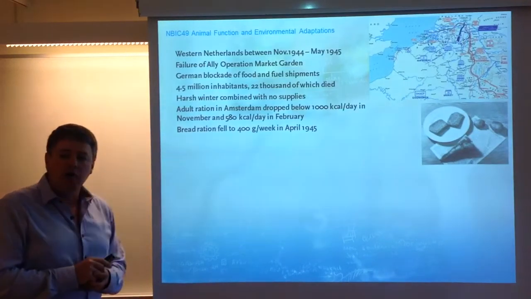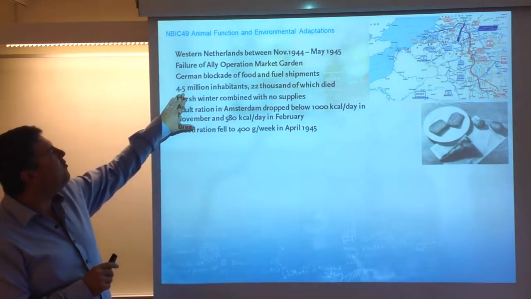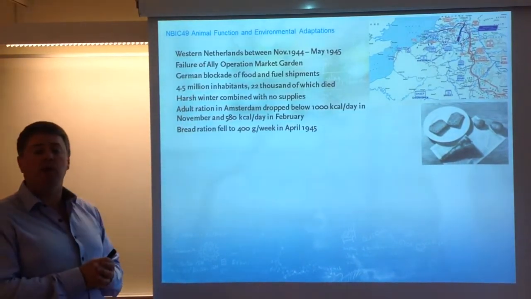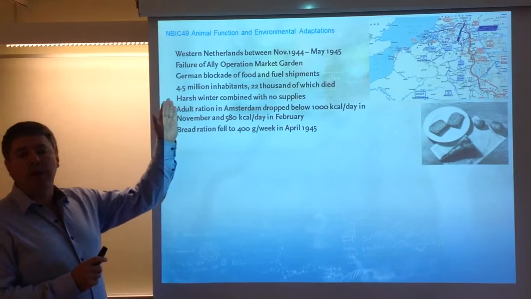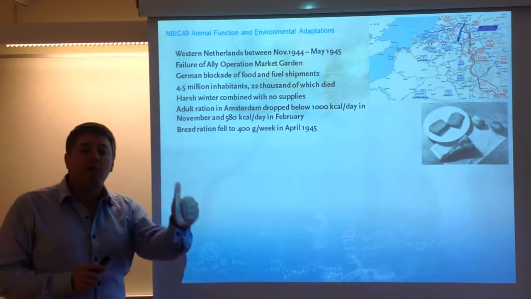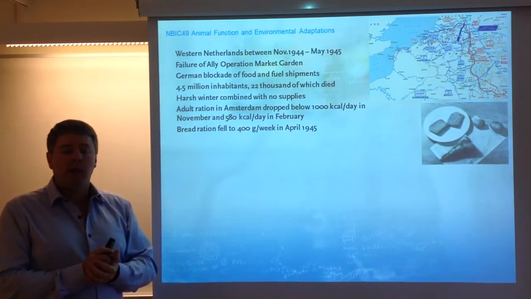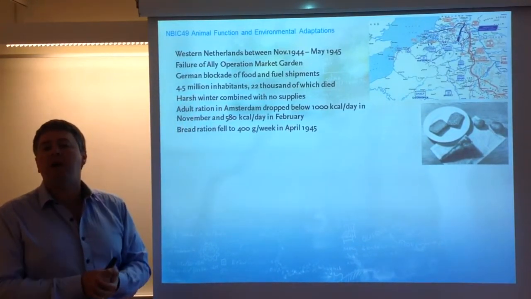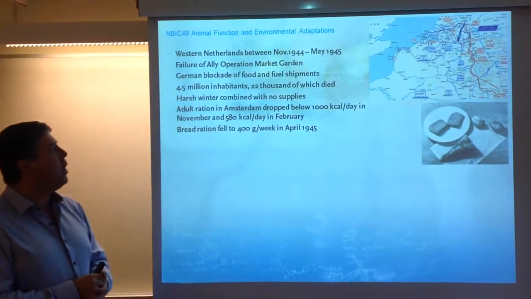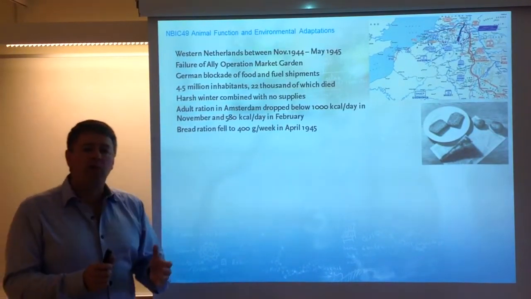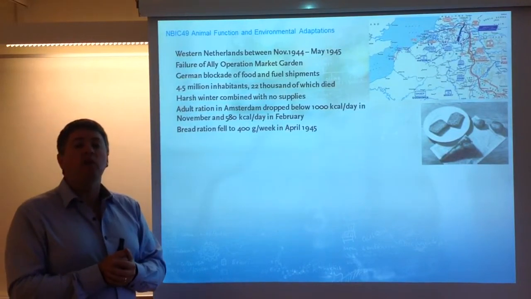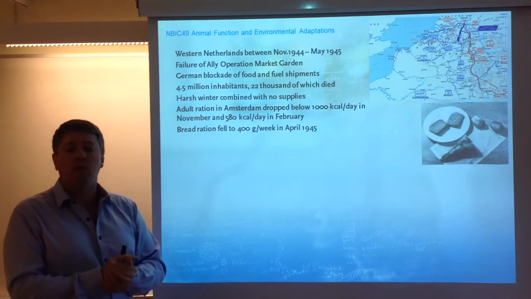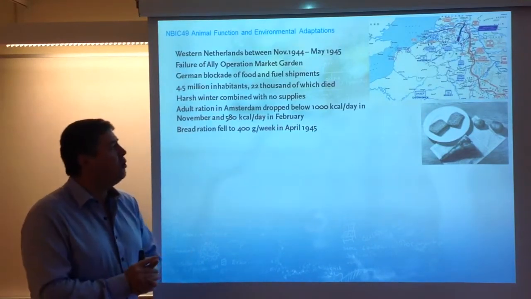This was a large area with a lot of inhabitants, about 4.5 million. Out of these, 22,000 died during the period of the famine. Combined with this problem of lack of supplies, lack of food, lack of fuel for heating, there was a very harsh winter, much colder than in previous seasons, which meant that this population was undernourished and did not get enough food, but also had problems for heating, for cooking, etc. There were essentially no supplies.